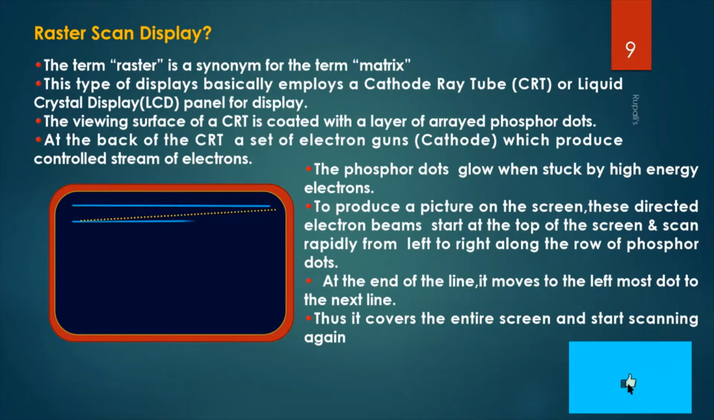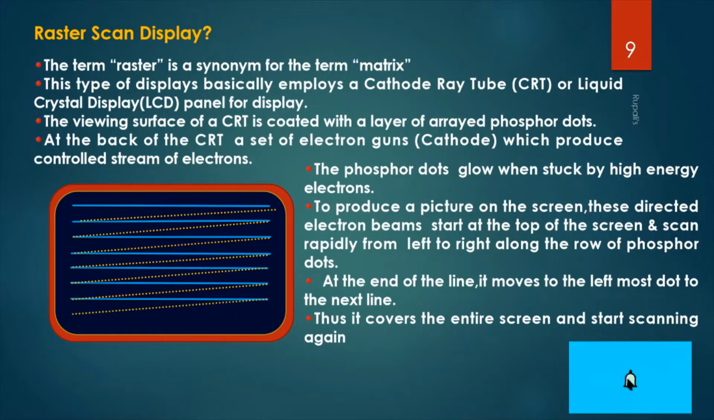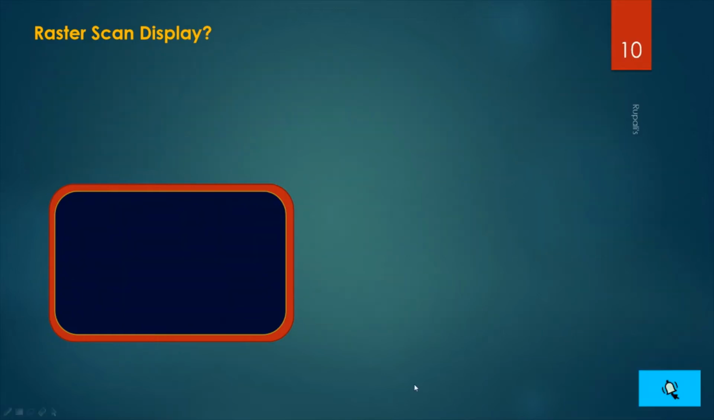To produce a picture on the screen, these directed electron beams start at the top of the screen and scan rapidly from left to right along the row of phosphor dots. At the end of the line, it moves to the leftmost dot of the next line. Thus, it covers the entire screen and starts scanning again. The phosphor dot glows when struck by high energy electrons and covers the entire screen in this way.